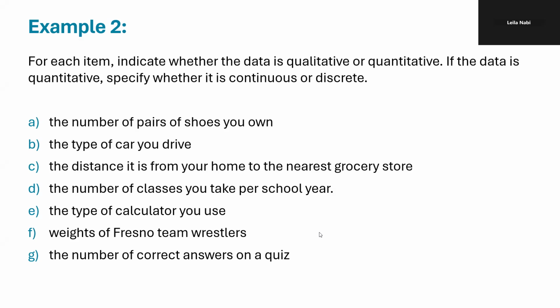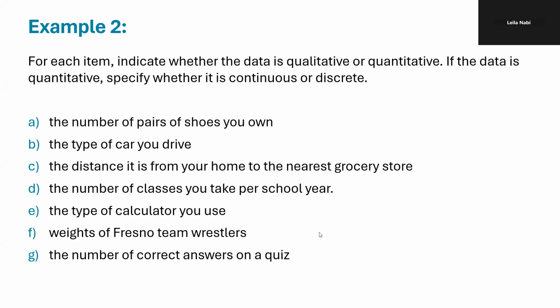The type of car you drive. The type of car is just some names. Okay, we can have Honda, we can have Toyota. It's just a type of car, it's just a name, it's just a label. So it's qualitative. The distance from your home to the nearest grocery store. Distance is a number. Is it 1 mile, 2 miles, 0.5 miles? It's a number, so that's quantitative. If it's a number, we can say if it's discrete or continuous. Since the distance can be any number, that is continuous.